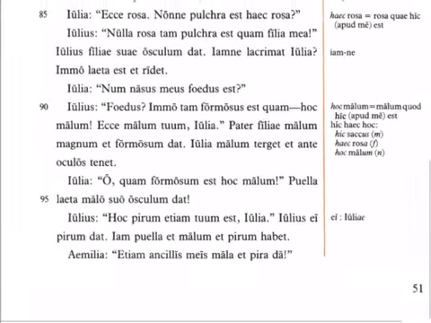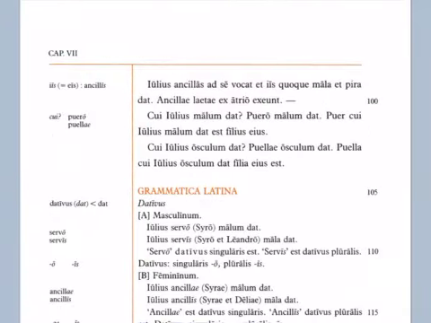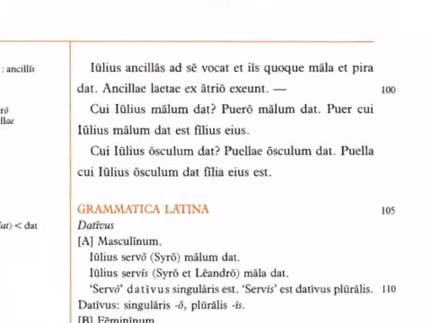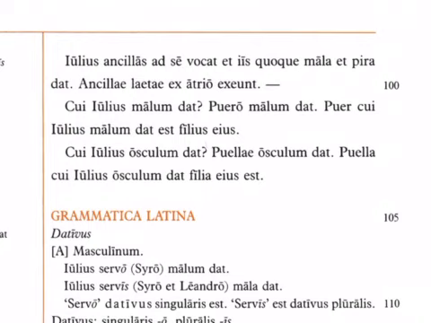Julia says, Etiam ancillis meis mala et pira da. Also give my maidservants apples and pears. So he already gave the slaves that were there the apples, the male slaves, so she wants to also give some to Syra and to Delia. Julius ancillas ad se vocat. Julius calls the maidservants to him. Et iis quoque mala et pira dat. And he also gives them, or gives to them, apples and pears. So the iis here is the dative plural form of the pronoun.